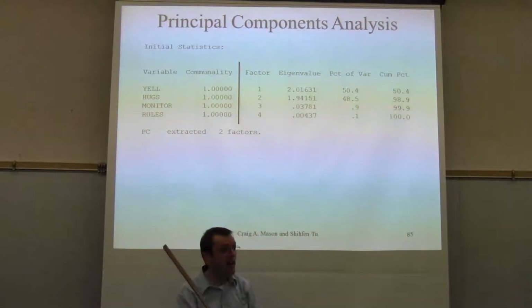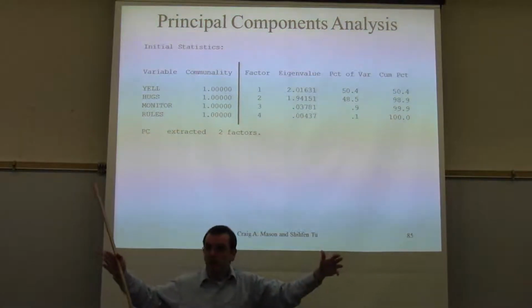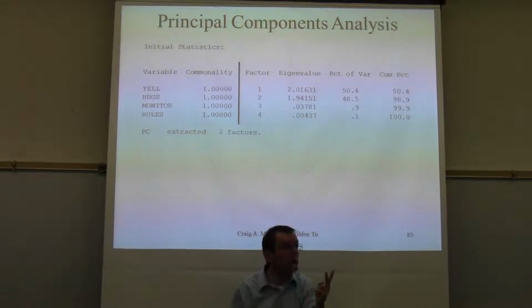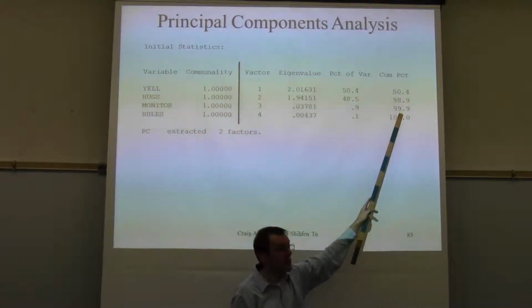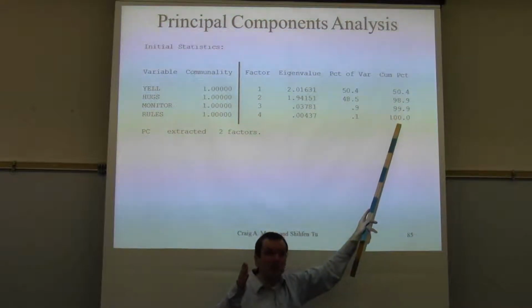So this is that idea in a very simple way. We've taken all that information and we can actually cram it into 2 factors, 2 new variables, and get 98.9% of the information. We're only going to lose 1.1% of the information, and we've cut our number of variables in half.